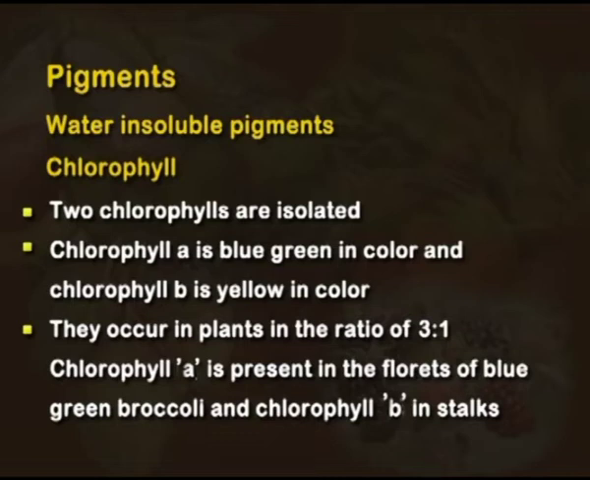There are two types of chlorophylls which are found, chlorophyll A and chlorophyll B. These two have been isolated. Now chlorophyll A is blue green in color and chlorophyll B is yellow in color, but when they are found in plants in the ratio of 3:1, it gives the green color.